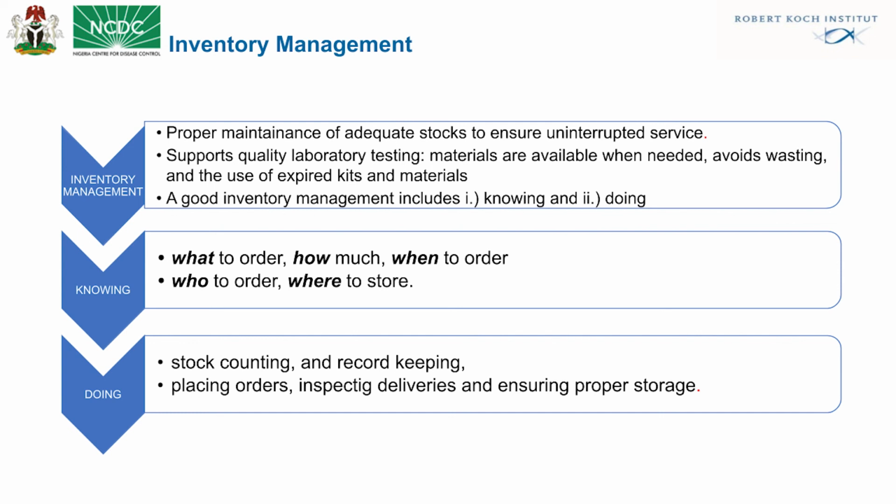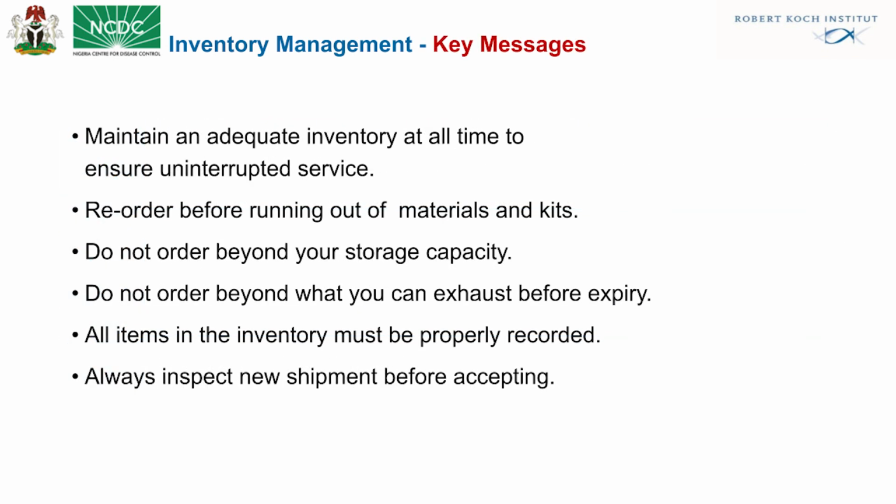What do we need to do? The following are what we need to do. We need to make sure we do our stock counting always and record keeping, placing orders, inspecting deliveries, and ensuring proper storage. The key messages to inventory management are: we should maintain an adequate inventory at all times to ensure uninterrupted service. We should reorder before running out of materials and kits.